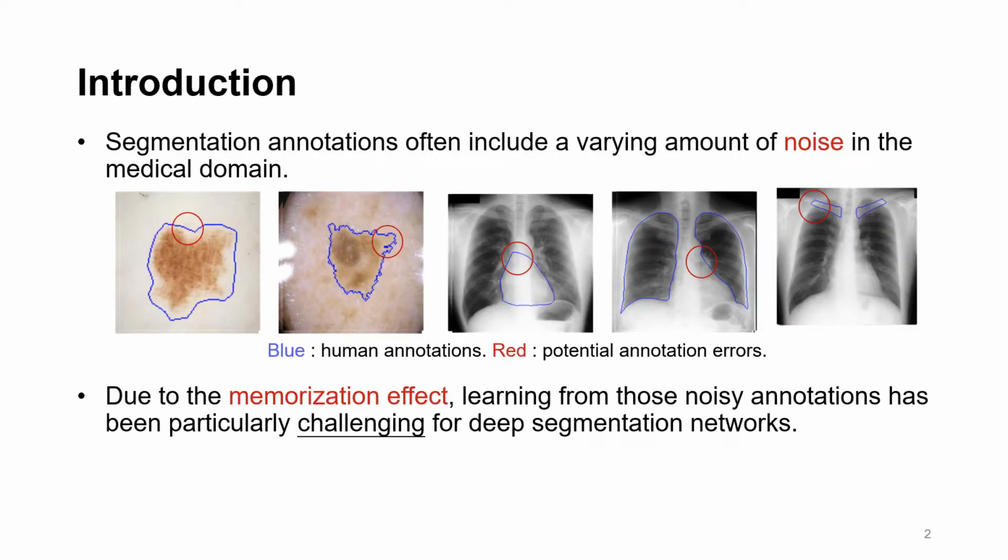Segmentation annotations often include a varying amount of noise in the medical domain. As shown in the following figures, the blue curves indicate human annotations and the red curves show potential annotation errors. Due to the memorization effect, learning from those noisy annotations has been particularly challenging for deep segmentation networks.